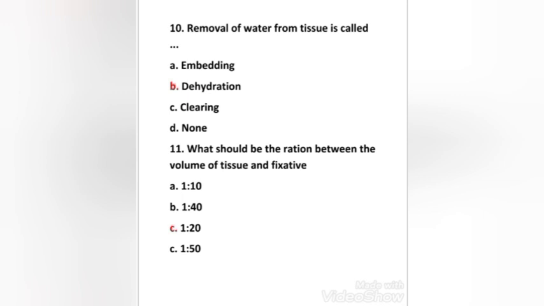What should be the ratio between the volume of tissue and fixative? 1:10, 1:40, 1:20, 1:50. Right answer is option C. 1:20 is the ideal ratio between the volume of tissue and fixative.